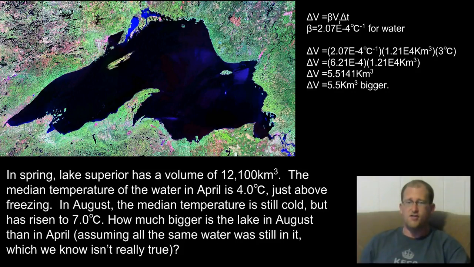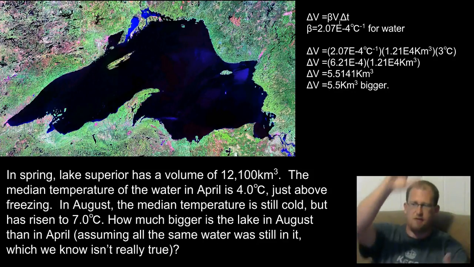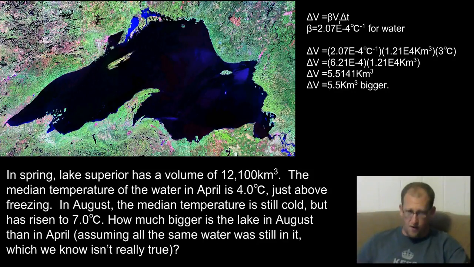Here we have Lake Superior, one of the largest bodies of water on Earth, one of the largest freshwater bodies of water on Earth. In spring, Lake Superior has a volume of 12,100 cubic kilometers. That's a lot of water. A cubic kilometer is 1,000 meters by 1,000 meters by 1,000 meters. That's really far. And this lake has 12,100 of those of water. That's a lot of water.